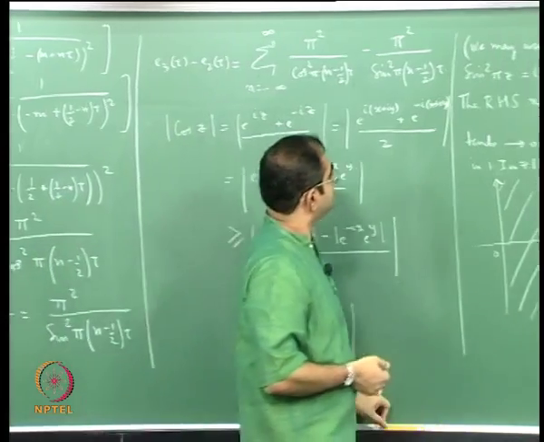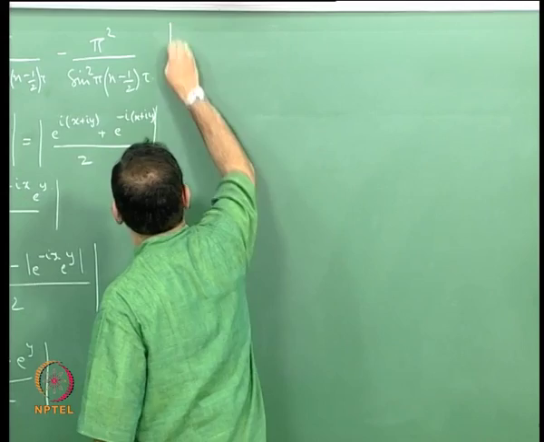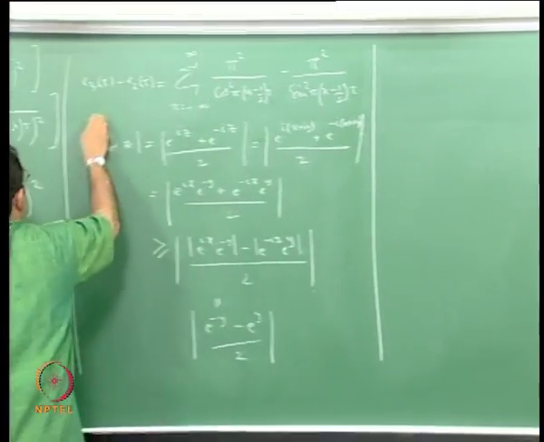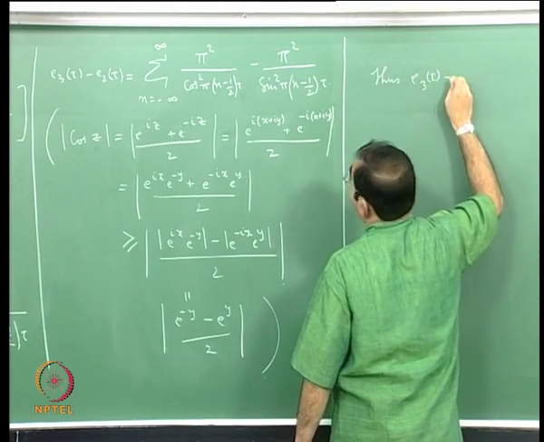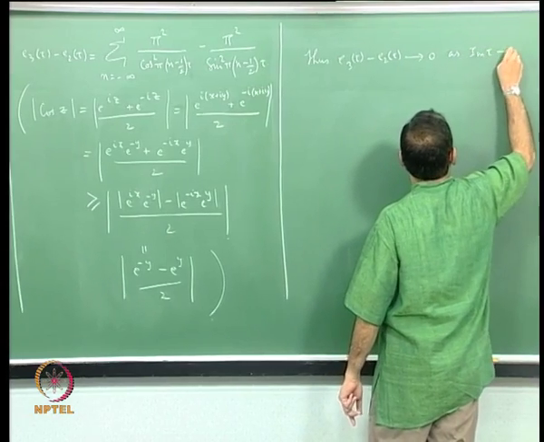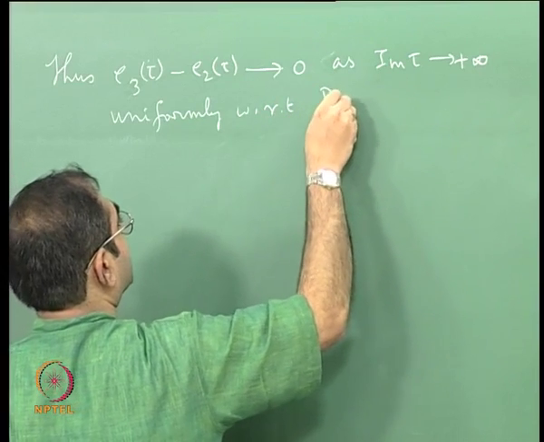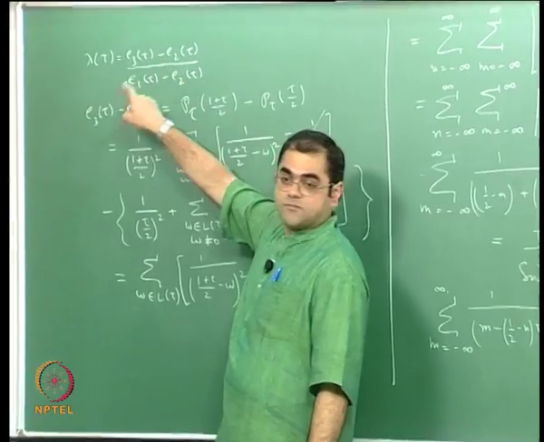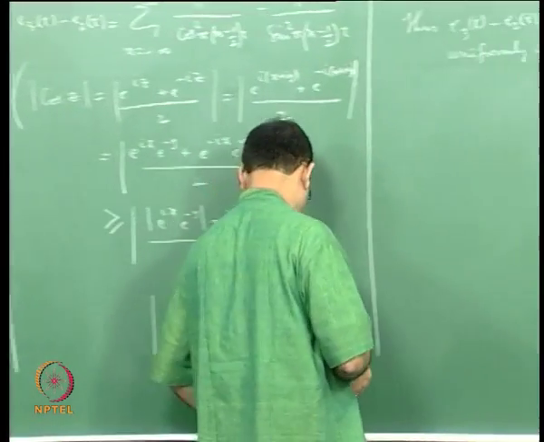So the upshot of all this is the following. Thus E3 of tau minus E2 of tau tends to 0 as the imaginary part of tau tends to infinity, uniformly with respect to the real part of tau. Okay, so this is what we get for the numerator of the lambda function as the imaginary part of tau goes to infinity. A similar calculation can be done for the denominator as well.